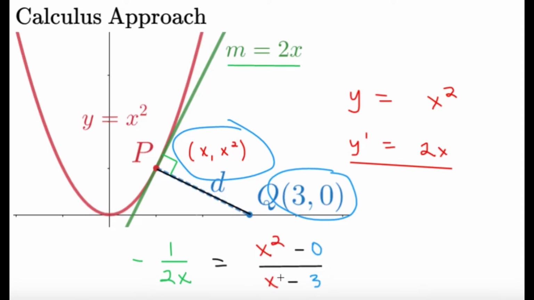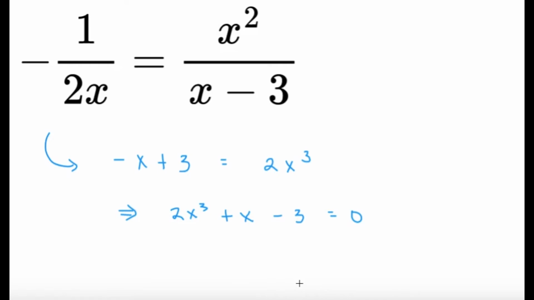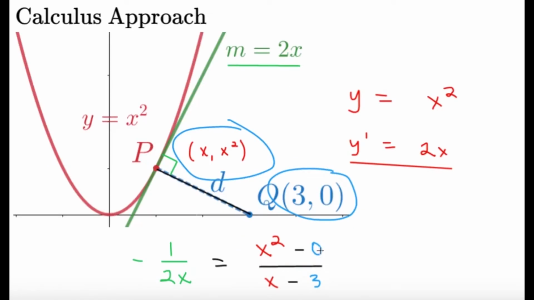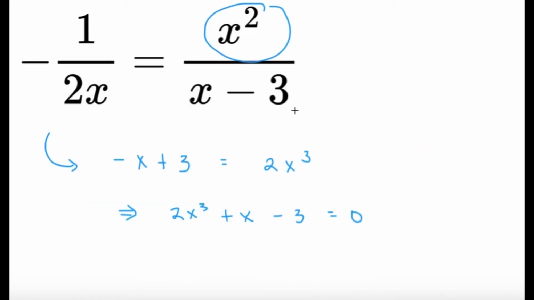So all we have to do is solve for x over here. x squared minus 0 is just x squared, as you can see here. So it's just a matter of solving for x. Let's multiply both sides by cross multiplication. Negative x plus 3 would be equal to 2x cubed. Moving everything to one side, 2x cubed minus x plus 3 equals 0. And all we have to do is find the values of x that work here.